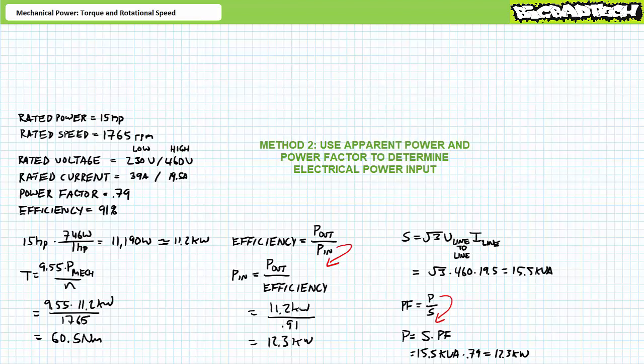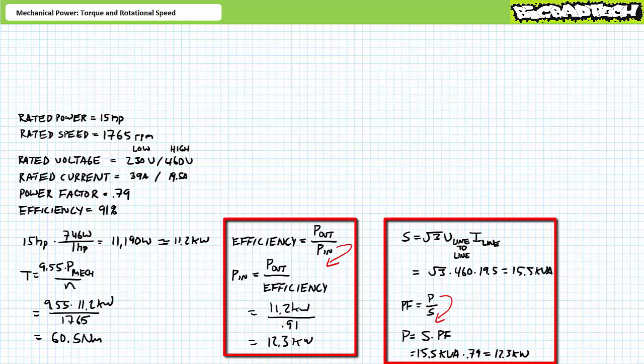Substituting our given values demonstrates real electrical power input equals roughly 12.3 kilowatts. You will note that the real power figures obtained using the two different methods agree within a reasonable degree of accuracy. That's the point. There's one right answer, and both methods yield this right answer.